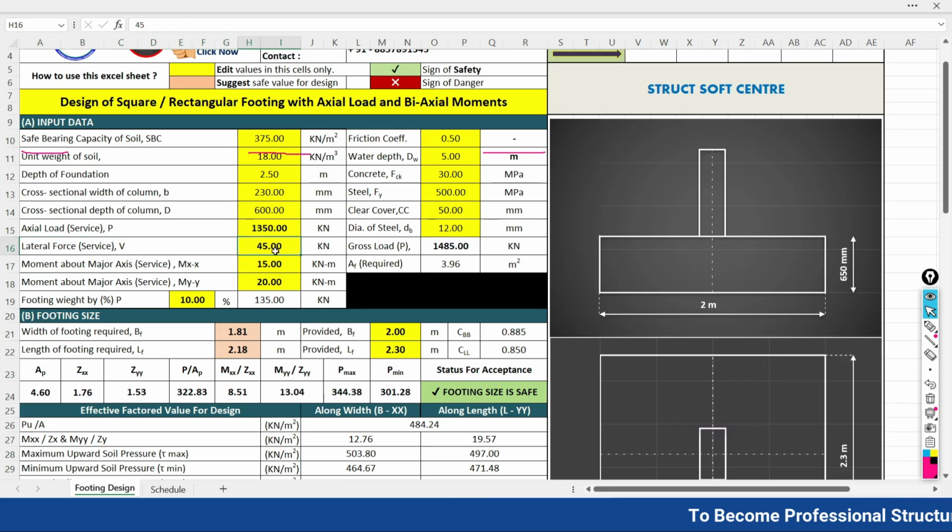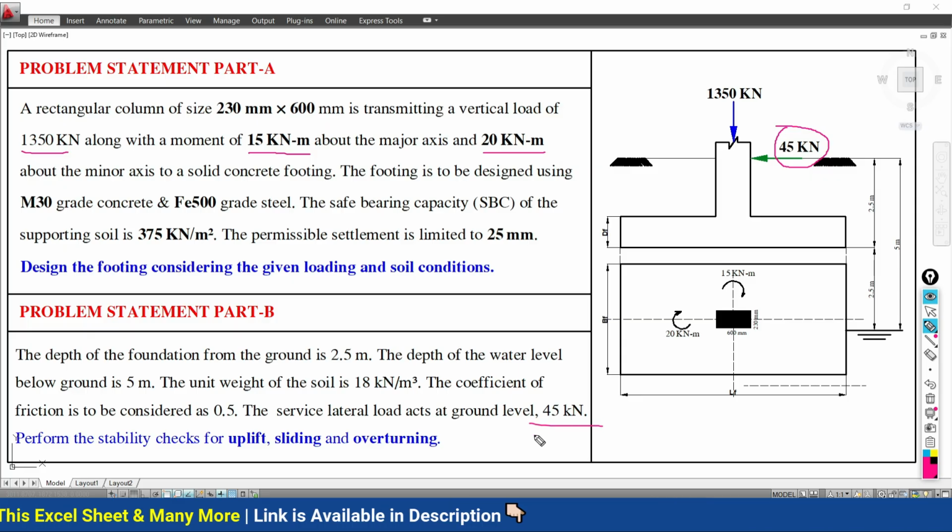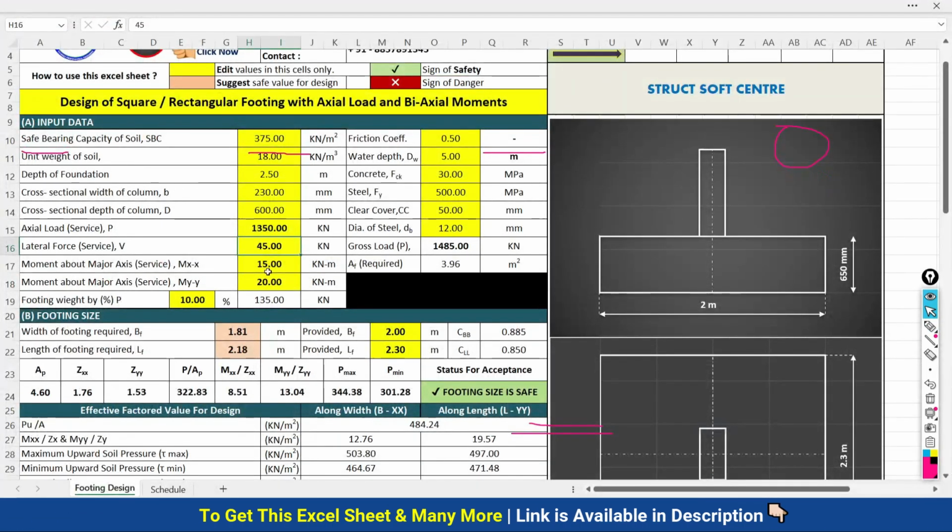And one more thing is given here: the lateral load. The lateral load on our foundation at the ground level is going to act with an intensity of 45 kilonewton as the service load. Here it is given in your problem statement as well. So I am going to put 45 here.